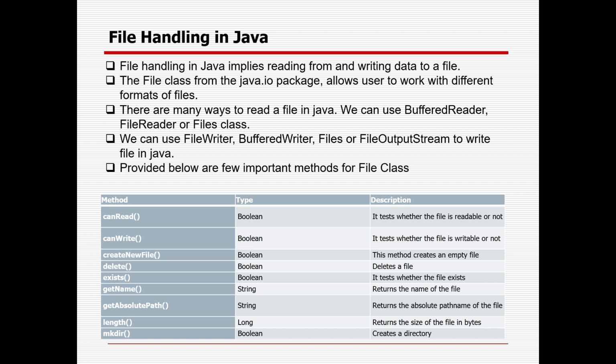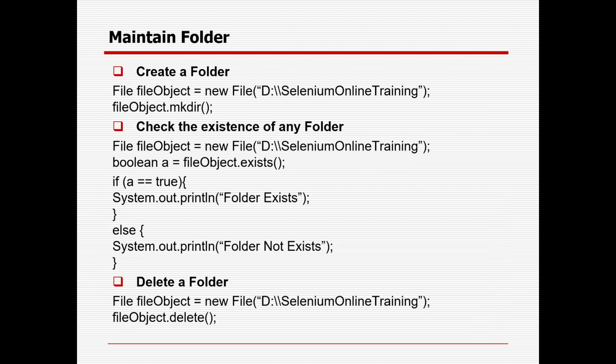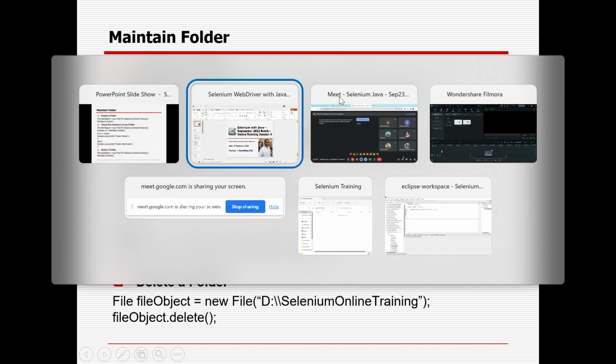getAbsolutePath lets you check the absolute path of the file. length gives you the length of the file in bytes, in case you want to know how many characters are available. And mkdir, through which you can create a folder structure or directory. So let's see how we can first deal with the folder structure, and then slowly how we can deal with the file. In case you want to create a folder, you need to create an object of the File class where you need to provide the reference path of the folder.